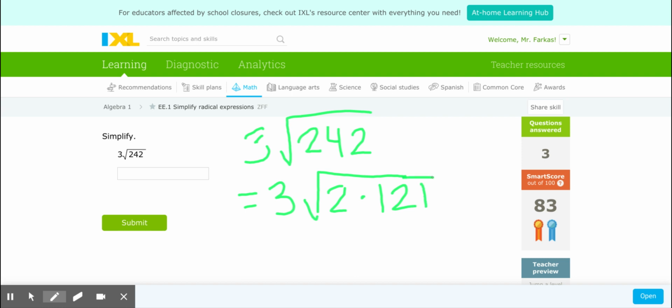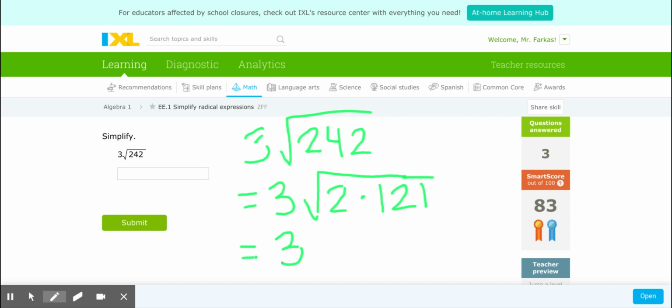Well, 2 times 1 is 2, 2 times 2 is 4, and 2 times 1 is 2. So let's make sure this is right. Yes, 2 times 121 would be 242. Oh, look, we actually do have a perfect square here now. What's the square root of 121? You might recognize that as 11.